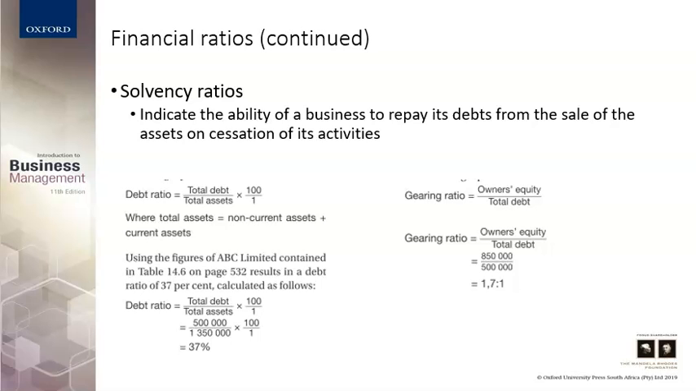Then we also have what are known as solvency ratios. And solvency indicates the ability of a business to repay its debts from the sale of assets on cessation of its activities. Assuming the business is to close, will it be able to pay everyone that it is owing only from the sale of its assets? So we have what is known as the debt ratio. And to calculate the debt ratio, just divide the total debt by your total assets.